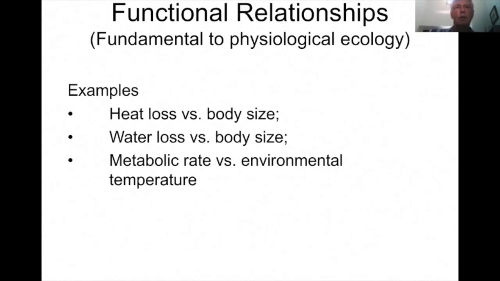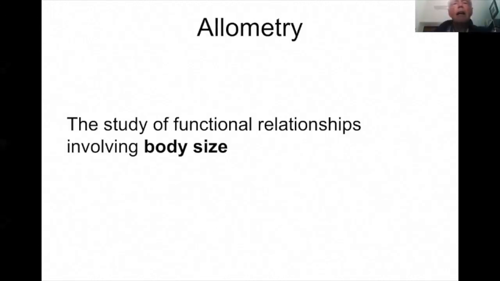So in addition, we need to talk about what we call functional relationships. Functional relationships are simply the way in which any 2 variables covary with one another or relate to one another. And these functional relationships are fundamental to physiological ecology. So one of the functional relationships that we will be talking about is heat loss as a function of body size. Bigger organisms lose heat at a higher rate, but less overall proportion of their body heat than smaller animals do. Water loss is a function of body size. Metabolic rate as a function of environmental temperature. These are some examples of functional relationships, and these particular ones are ones that we will talk about in the remainder of today's class.